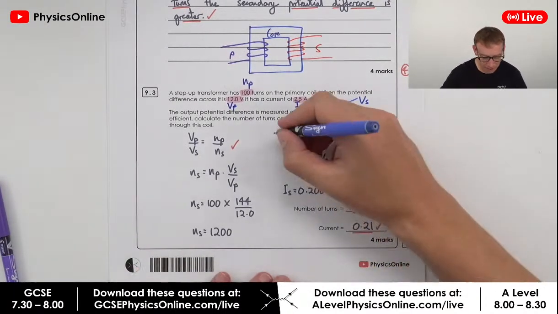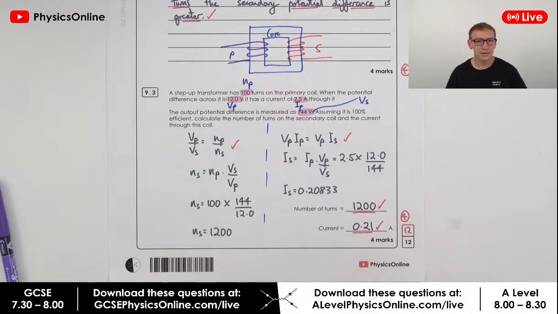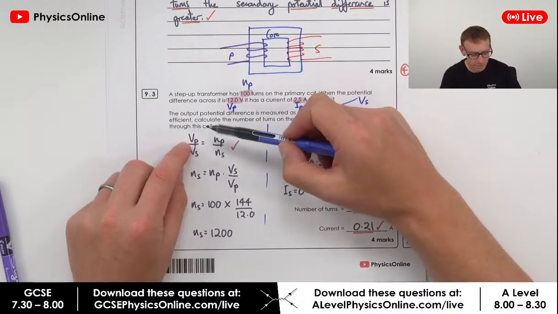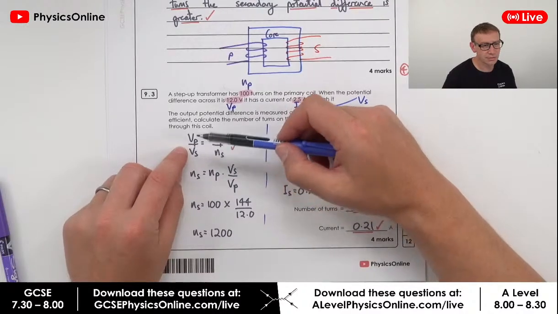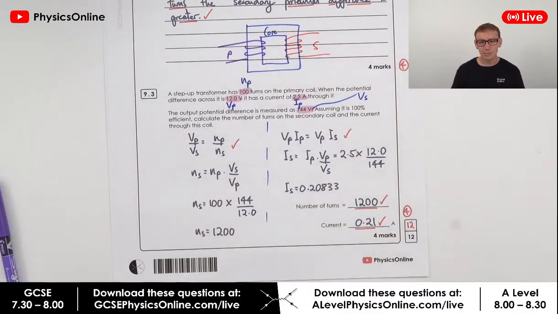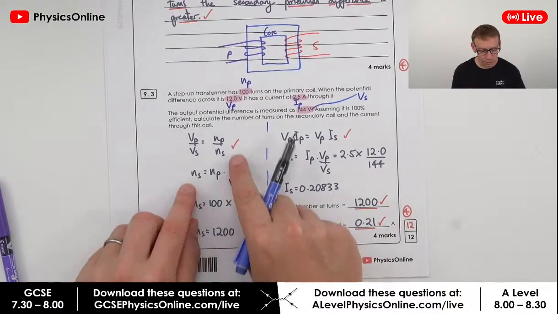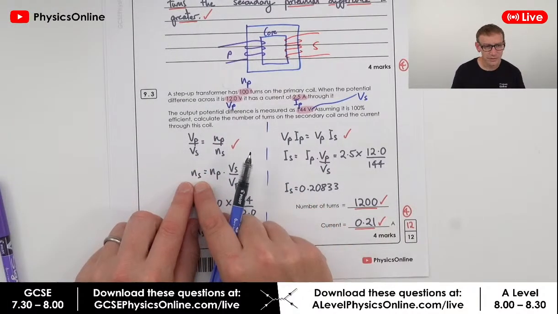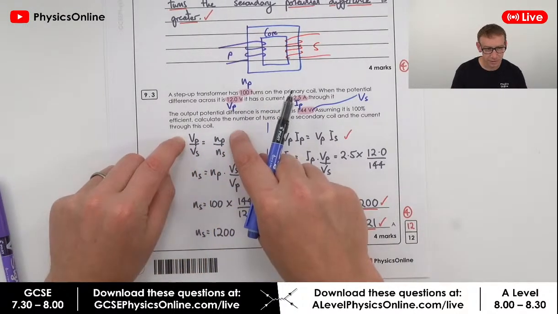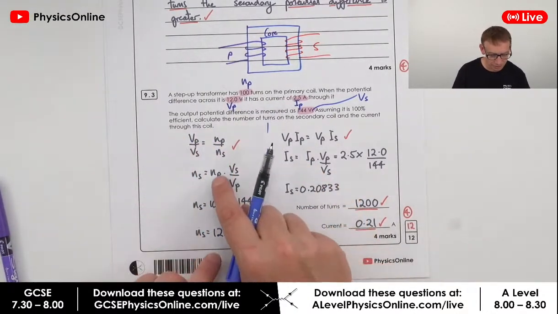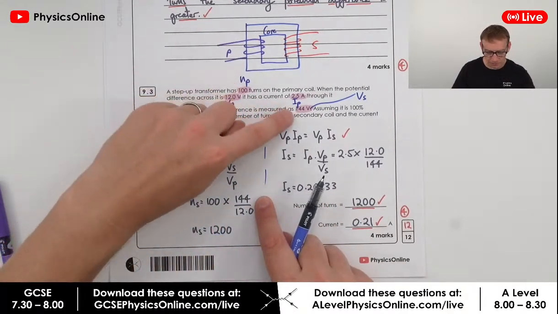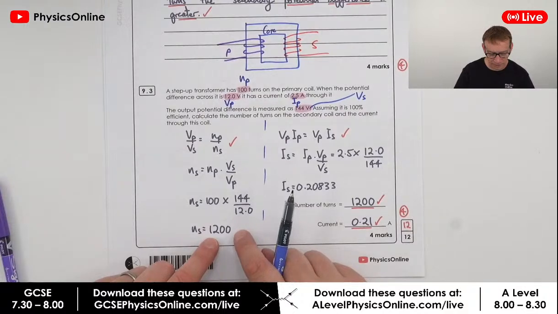So there are two equations we need to look at. The first one is basically saying that the ratio of the turns, NP over NS, is going to be the same as the ratio of the potential differences. So VP over VS equals NP over NS. Now you can put the numbers in, or you can rearrange it. I've said the number of turns on the secondary, NS, is equal to NP VS over VP. So 100 times 144 over 12 is equal to 1,200.